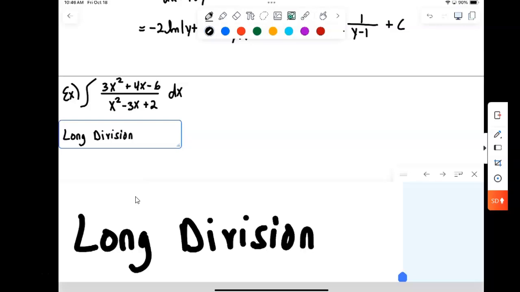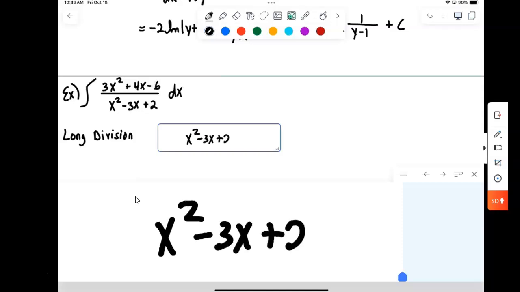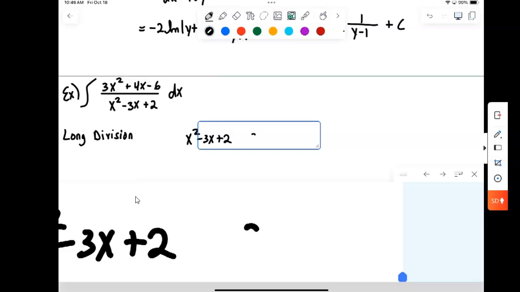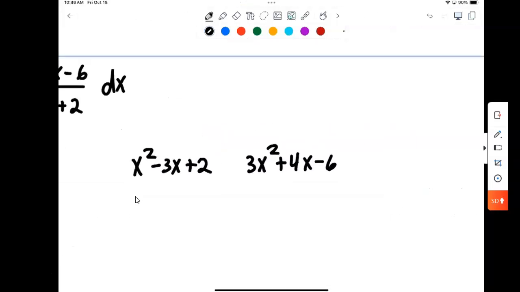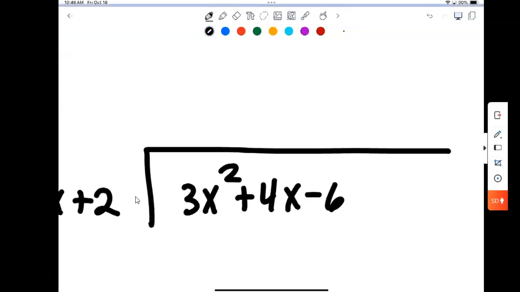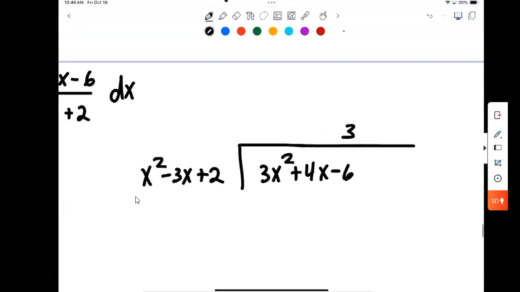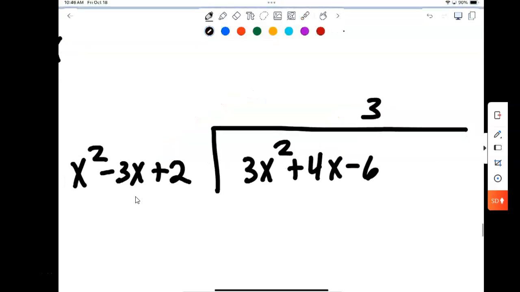So we need to divide the denominator into the numerator. In this case, that's not going to be a very long process. We divide, and we can say, well, x squared will go into 3x squared 3 times. So we match that up above 6 because that's where constants go. And then we do our long division process. We multiply by 3, and that will give me 3x squared minus 9x plus 6.